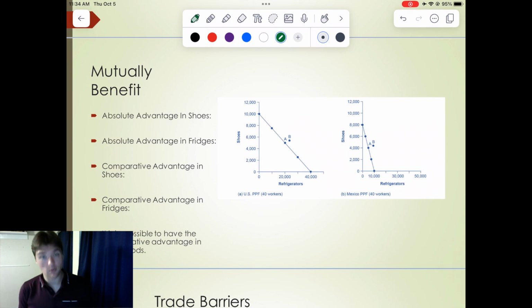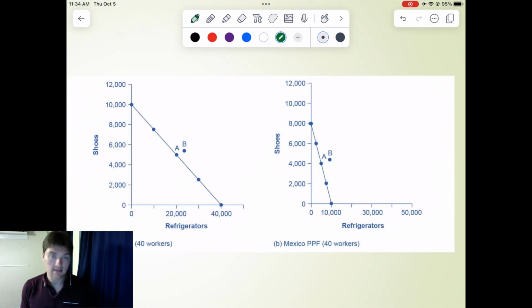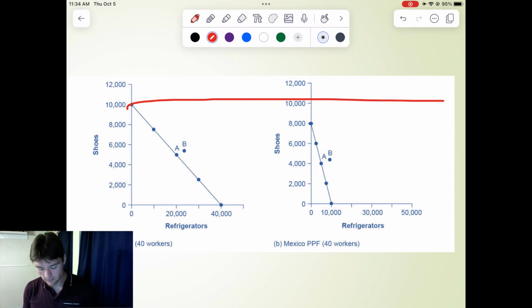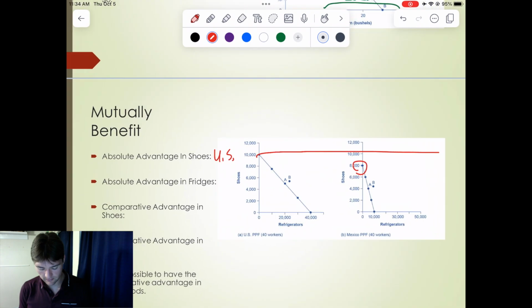So let's do a quick example here. Let's look at the US and Mexico. Looking at this graph here, can you tell me who has the absolute advantage in shoes? For that one, absolute advantage is who can make more. And here you could see that the US makes 10,000 shoes and Mexico only makes 8,000. So who has the absolute advantage in shoes? That would be the US. Who has the absolute advantage in fridges? Well, the US can make 40,000 and Mexico can make 10,000. So that would be the US as well.